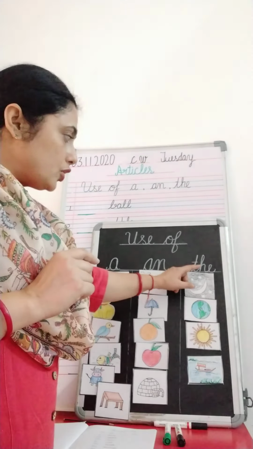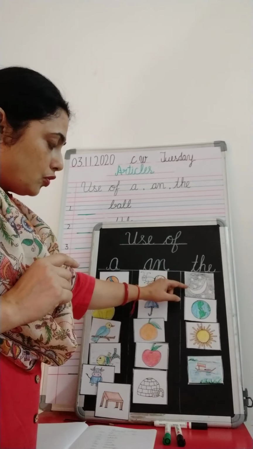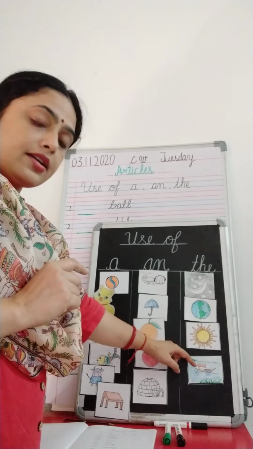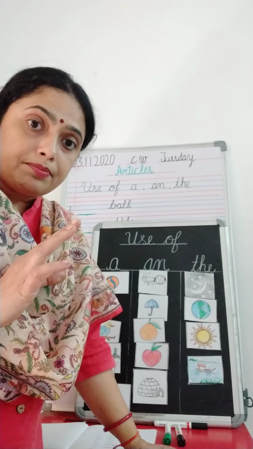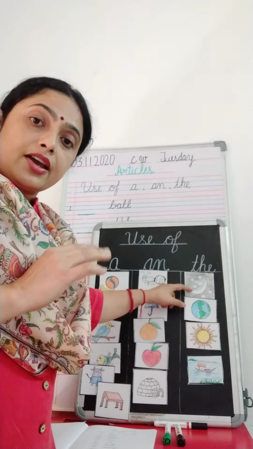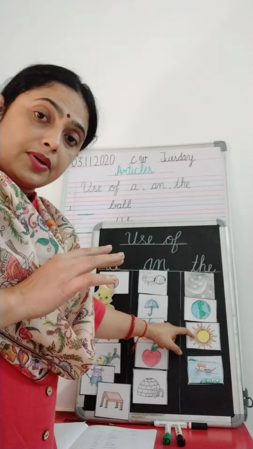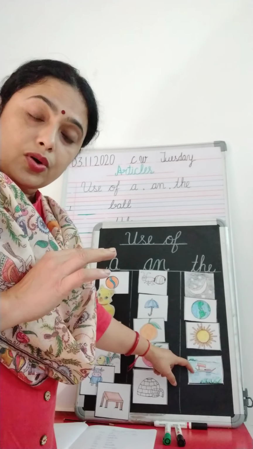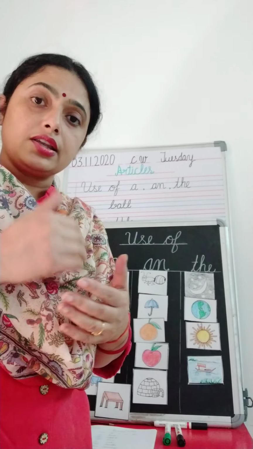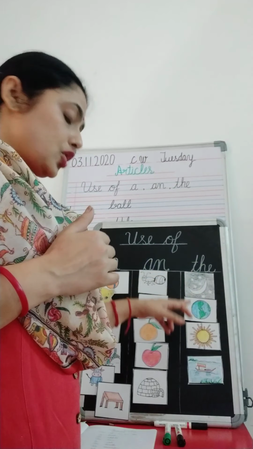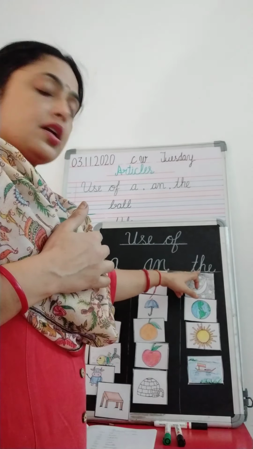Okay? Now where we are going to use the? Can you see all these pictures here? What is this? Moon, earth, sun, and river. They all are, what are they? They all are universal truth. Means moon will be there always. हमेशा रहेगा moon. Earth, yes. Sun will be there always, and the river. Okay. So for the particular things or for the universal truth, we use the.